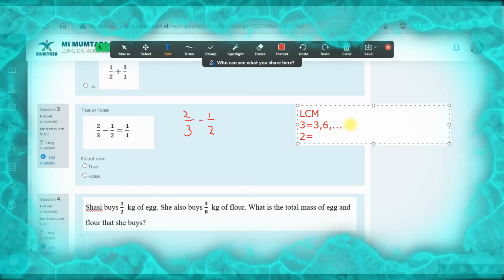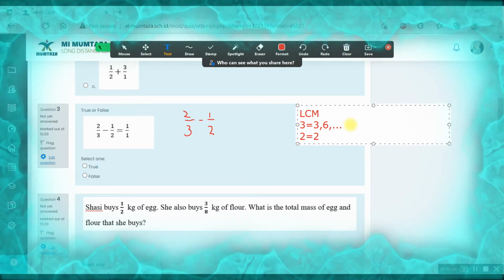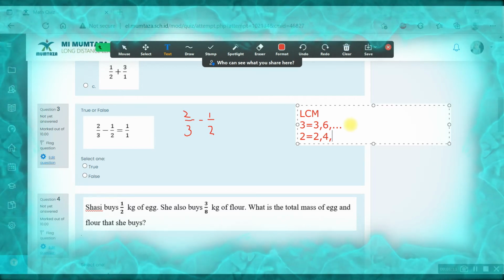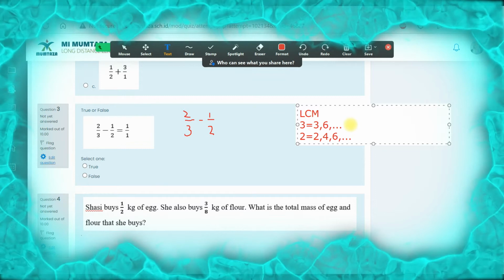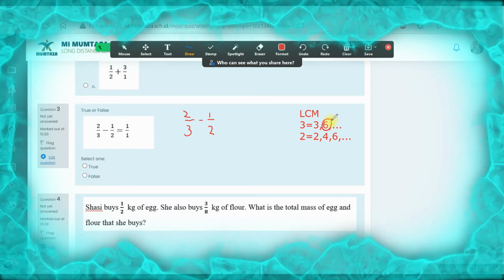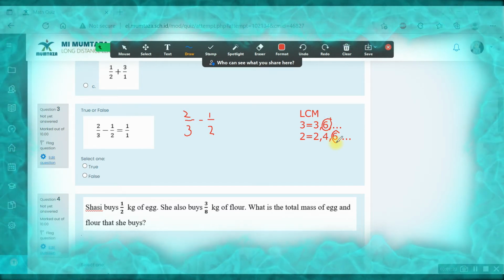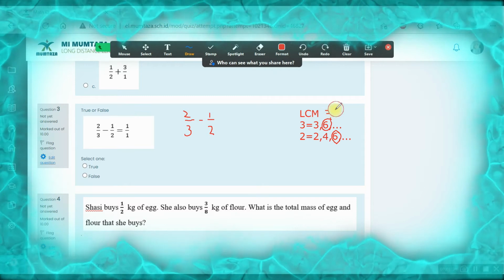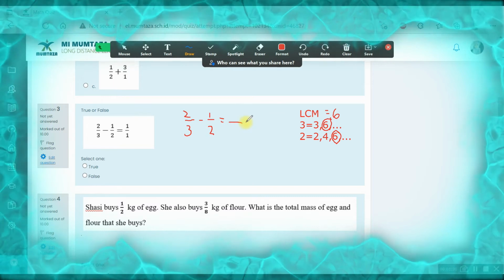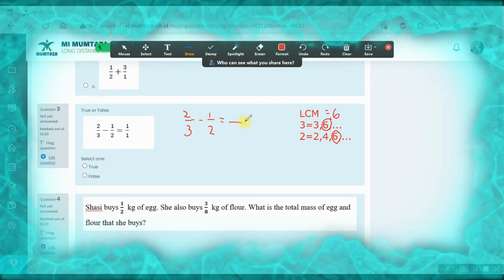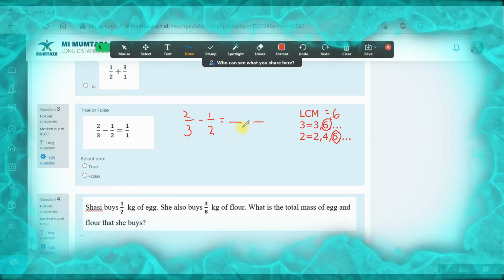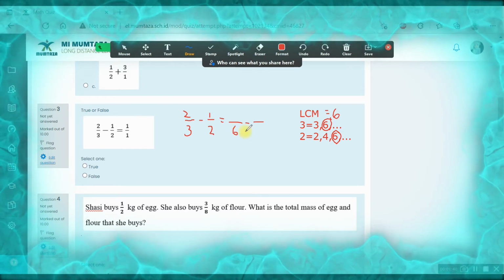How about multiples of 2? Multiples of 2, so 2 times 1 is 2, then 2 times 2 is 4, 2 times 3 is 6, and so on. So we get the LCM. The LCM of 2 and 3 is 6. Now, because the LCM is 6, we must find the new fraction. Because this is subtraction, the denominator is 6.